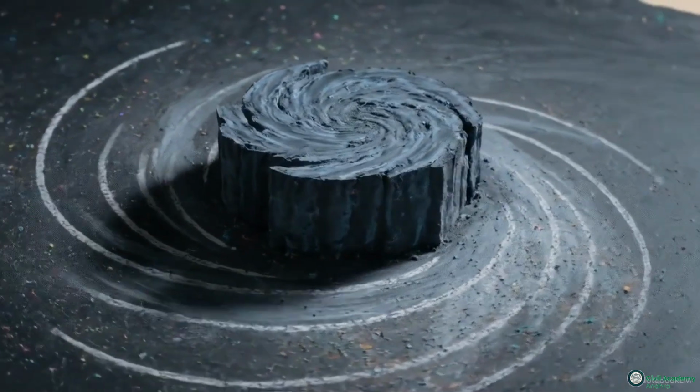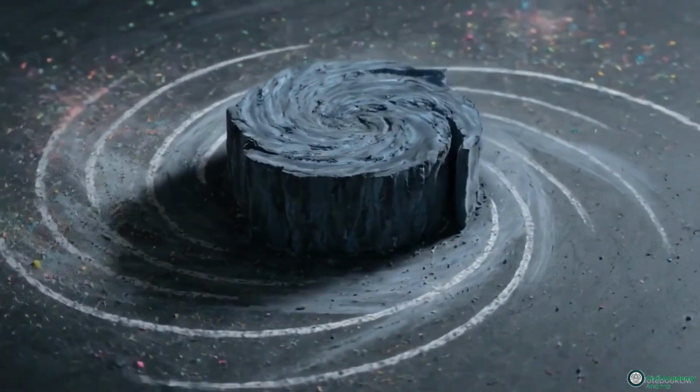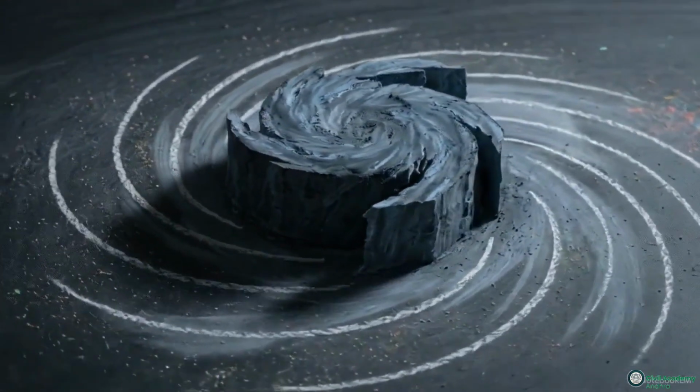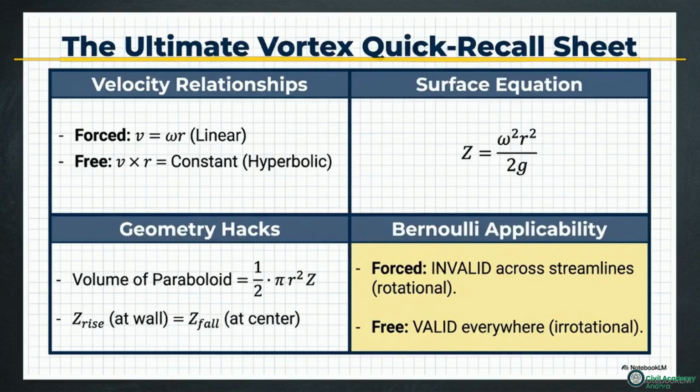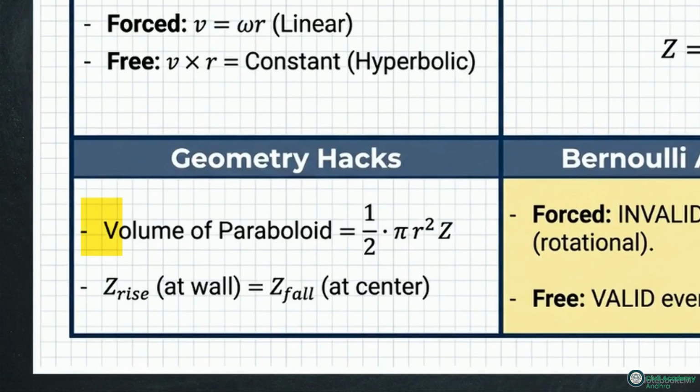Complex natural systems are rarely pure mathematical models. They're layered combinations of basic forced and free boundary conditions interacting with each other. This quick recall sheet condenses the vortex taxonomy. Rapid identification of these velocity relationships and surface equations is required for exam calculations. Notice the geometry shortcuts. Knowing a paraboloid's volume is exactly half its circumscribing cylinder saves crucial minutes.